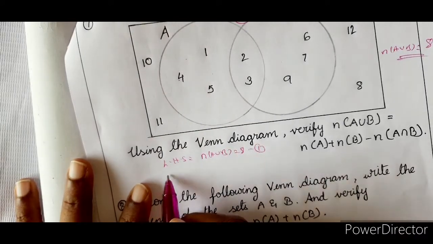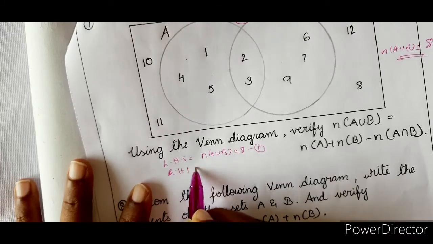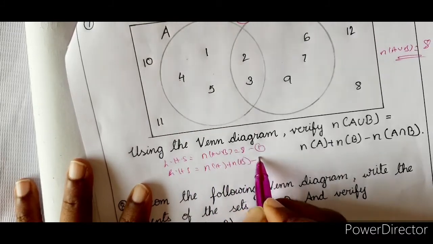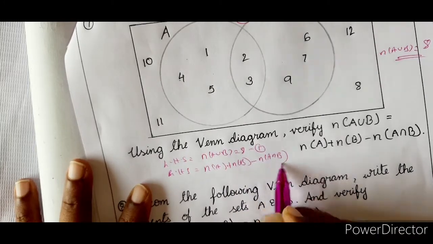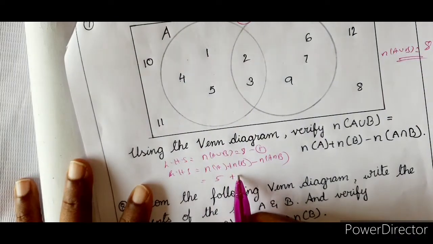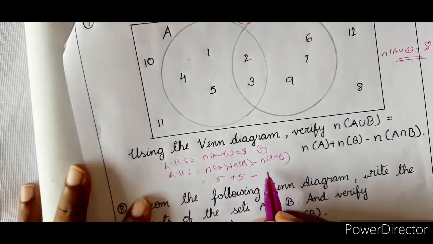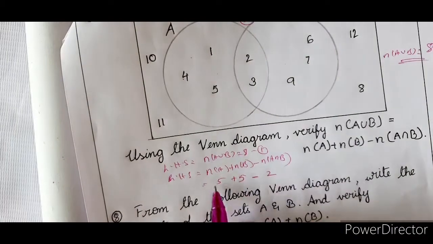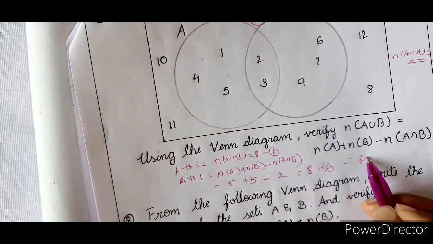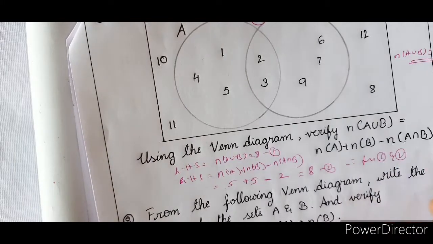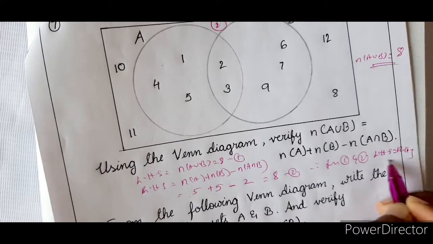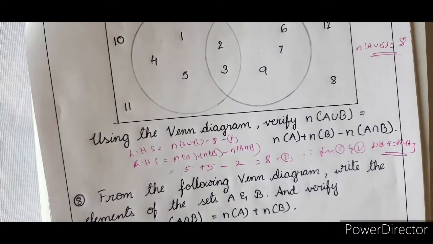Equation 1. Now RHS is equal to order of A plus order of B minus order of A intersection B. That is, order of A is 5 plus order of B is 5 minus order of A intersection B is 2. 10 minus 2 is equal to 8. Equation 2. Therefore, from equations 1 and 2, LHS is equal to RHS. Verified. Note it down.